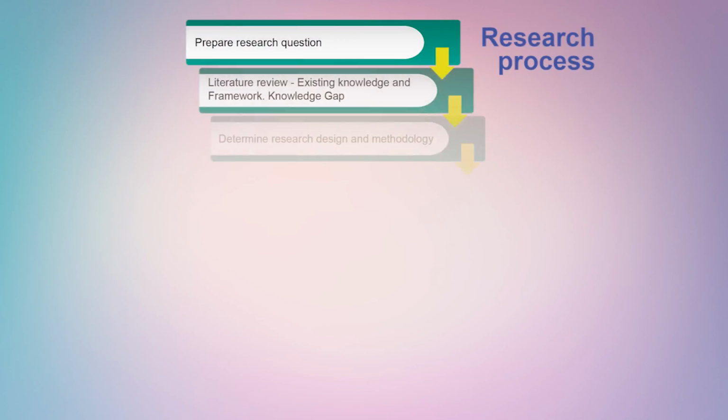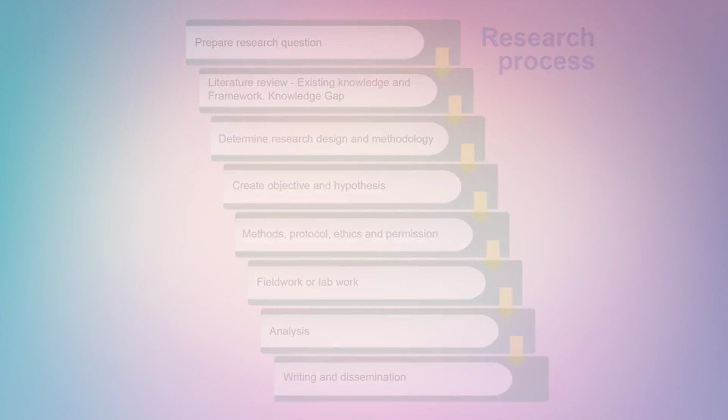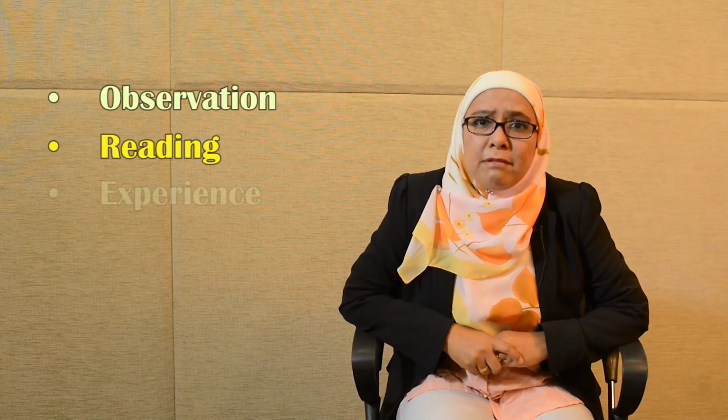There are many steps that you have to go through before you can share your findings with other colleagues all over the world. It involves preparing research until dissemination process. Let us discuss one by one. The first step is for you to have a research question. Think of one topic that caught your interest. The questions and ideas may come through your own observation, reading, experience, or discussion with your colleagues.